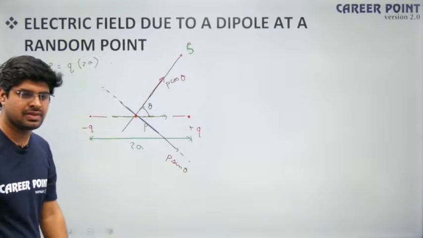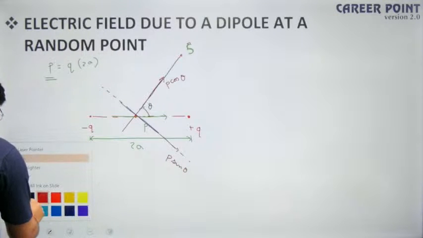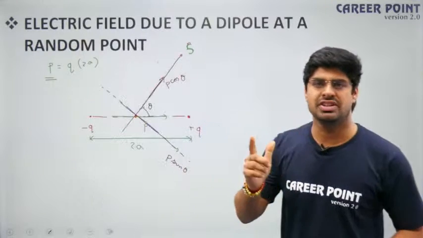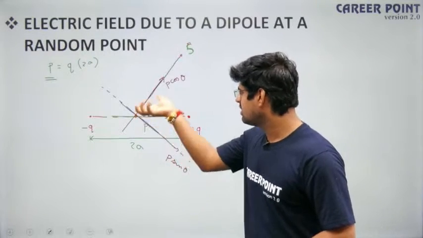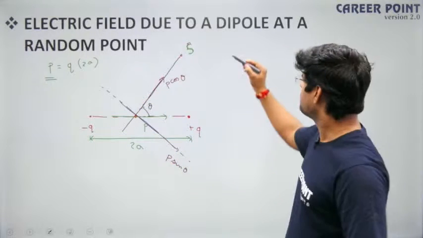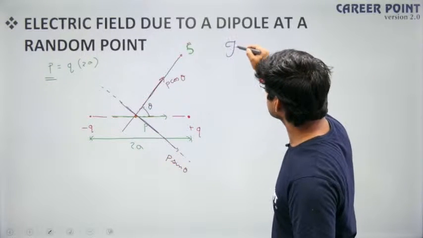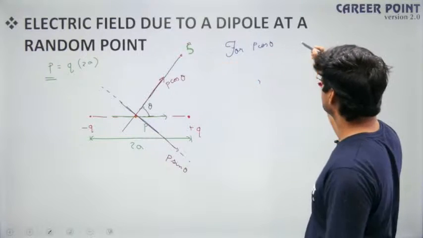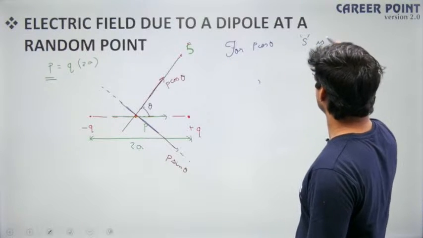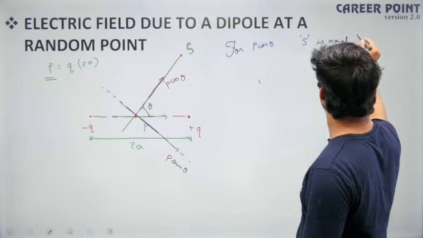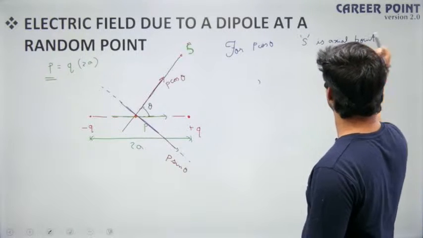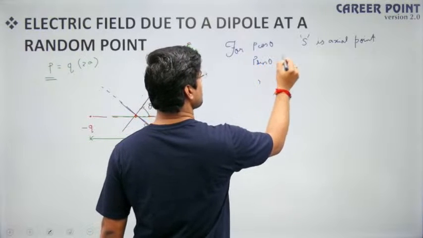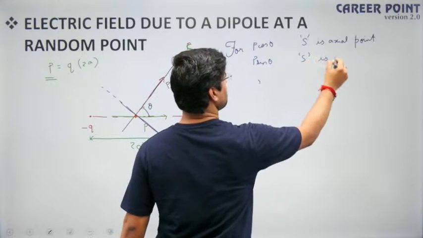Is that clear? Now what we can convey here is that I now have two components of dipole moment, P cos theta and P sin theta. So we can say for P cos theta, S is an axial point, right? And for P sin theta, S is an equatorial point.